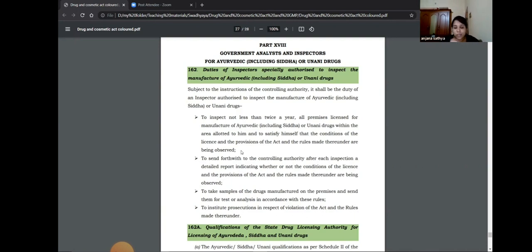They can institute prosecution in respect of violation of any act. If they find that the rules have been violated, they can prosecute, confiscate the samples, or withhold the entire batch also. They can prohibit the sale or distribution of the medicines. So they can take all these actions if they find any violations of the act. Okay.